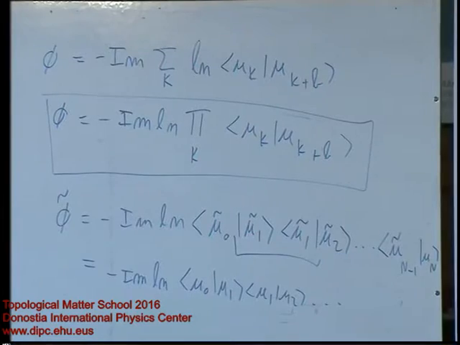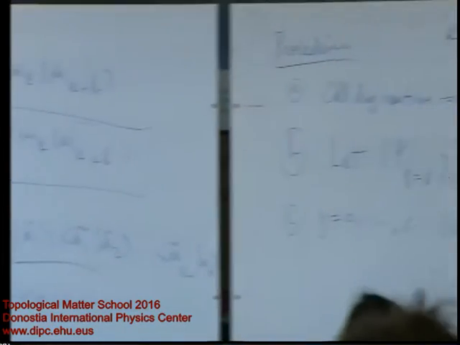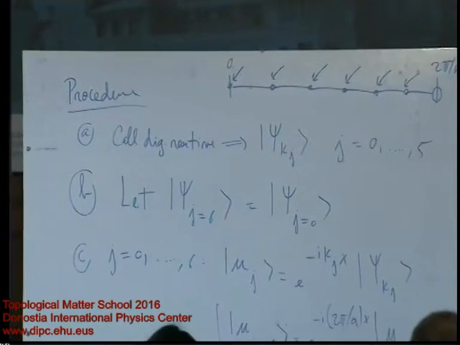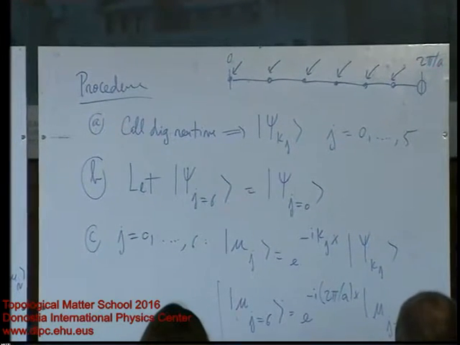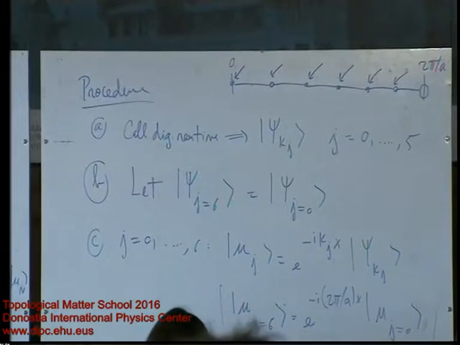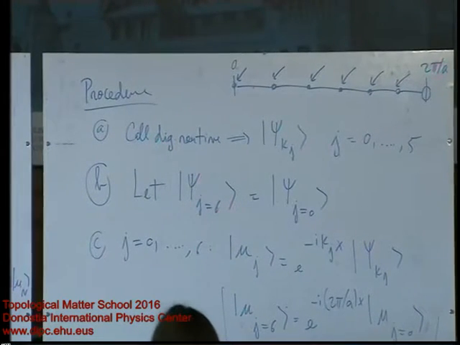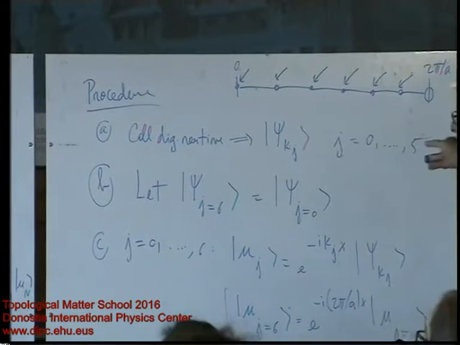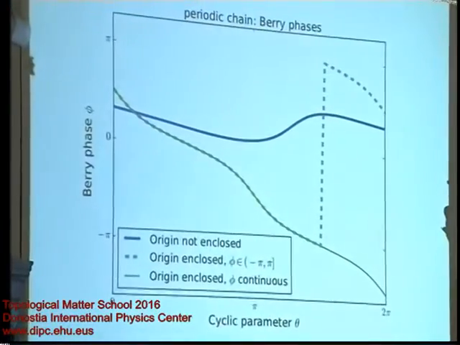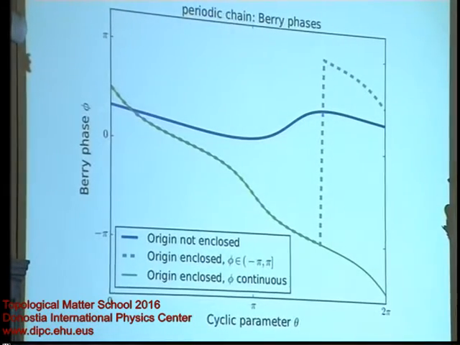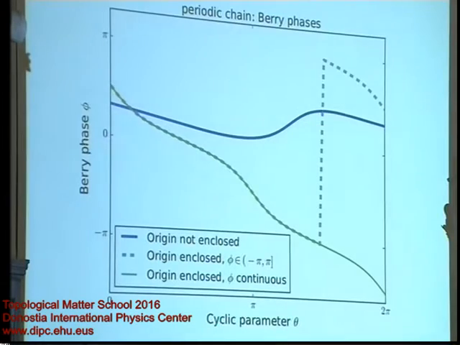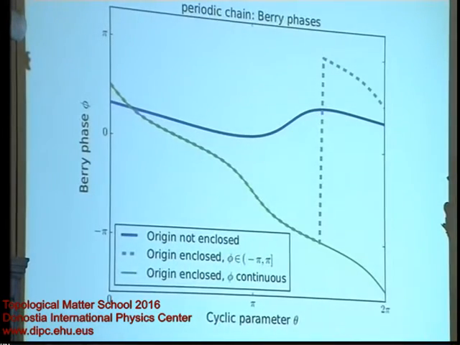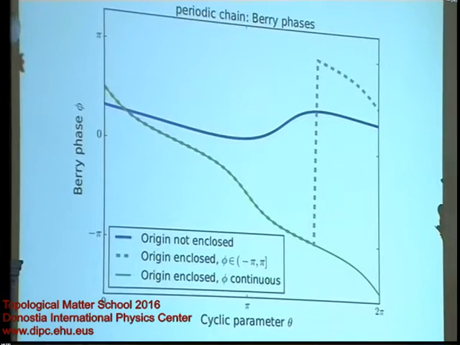Oh, sorry. I want to show a figure. So this is again, you remember our parameter space alpha and beta. These are again 2 cycles. The blue one is the one that does not enclose the origin, so the Berry phase starts at some value, does something, and comes back to the same value. The other one, the green line, is the pump cycle, so the Berry phase changes by 2 pi.